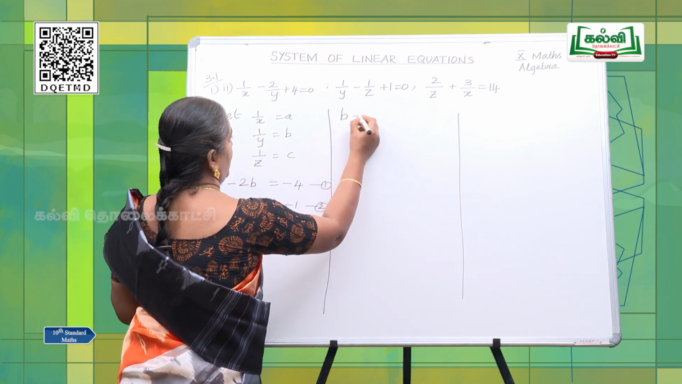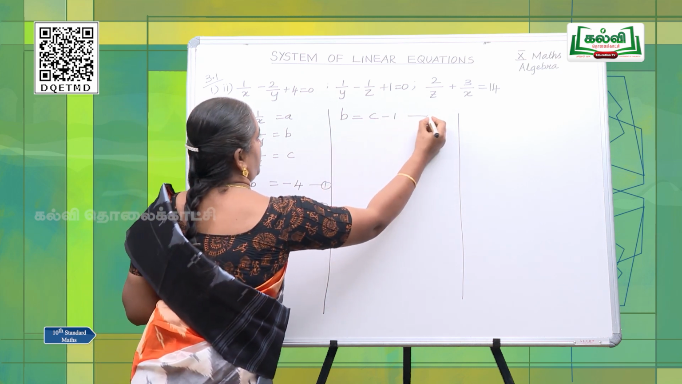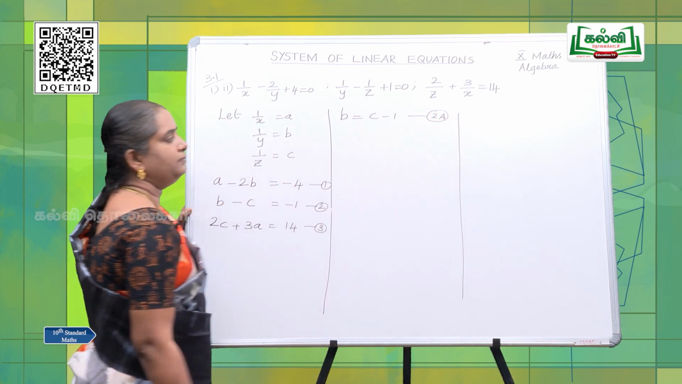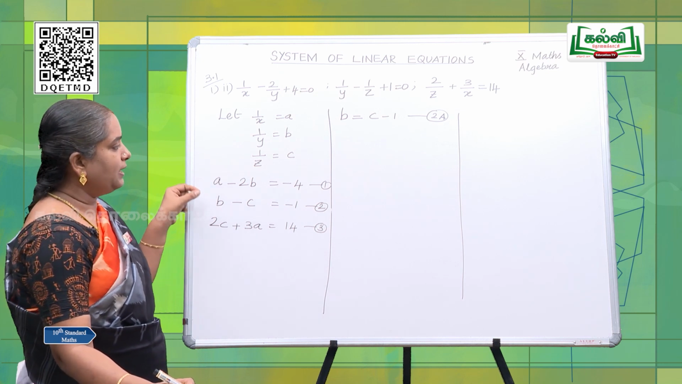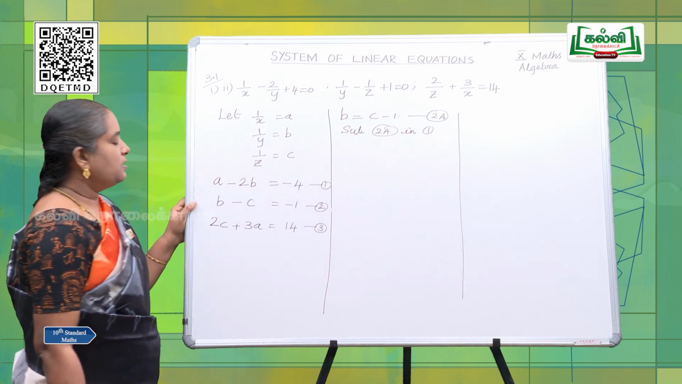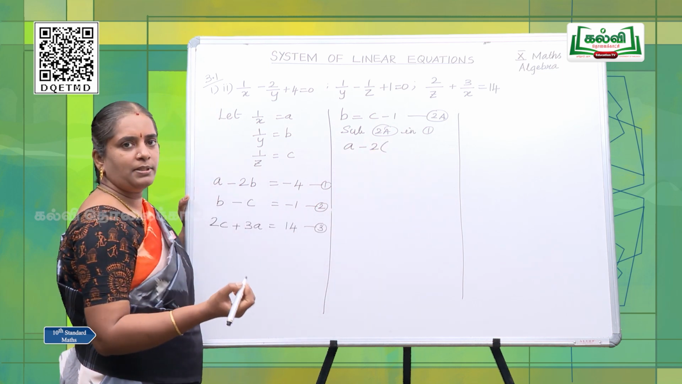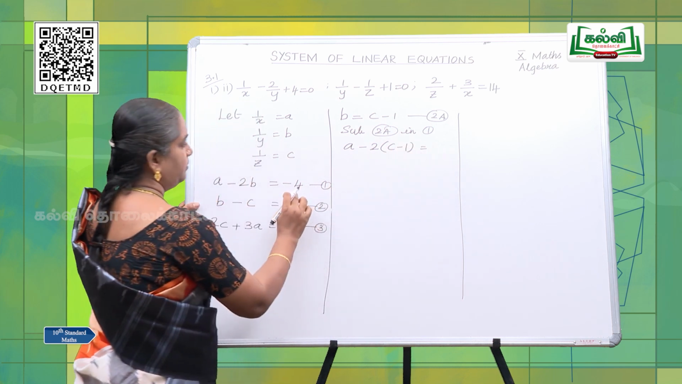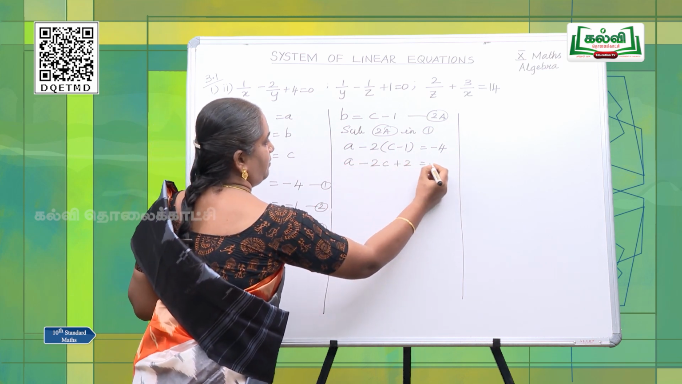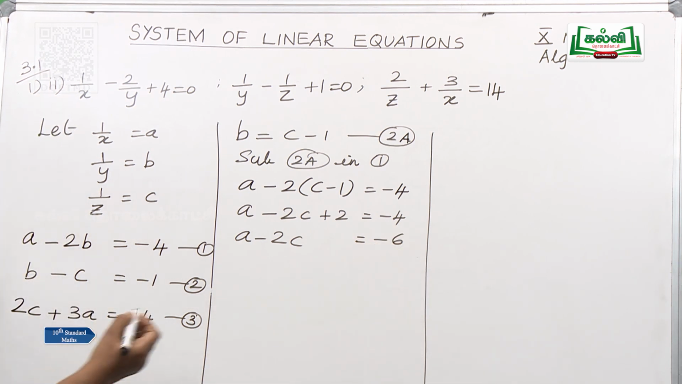So, we are going to restate the equation 2 as b is equal to c minus 1. Let us name this equation 2A and substitute that in the first equation. The first equation has a and b, so a minus 2 into b can be substituted as c minus 1 is equal to minus 4. So, a minus 2c plus 2 is equal to minus 4, or a minus 2c is equal to minus 6. This can be named as our fourth equation.